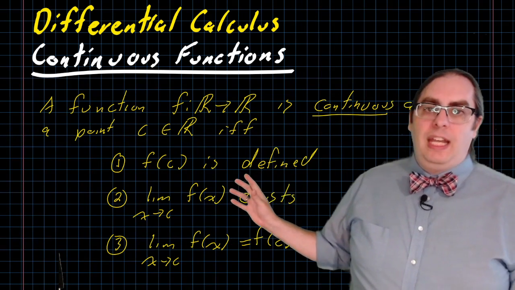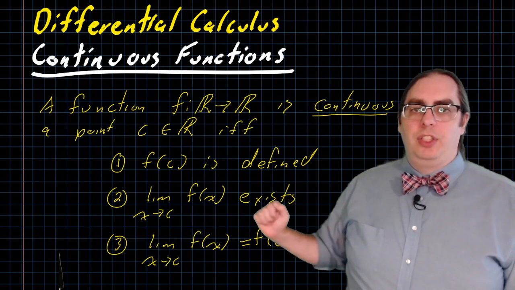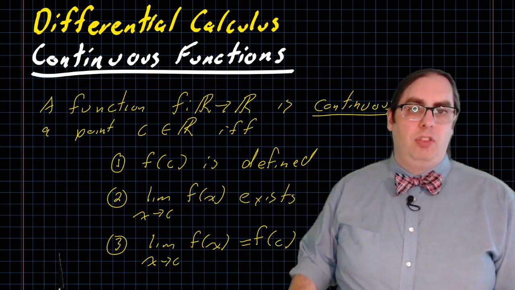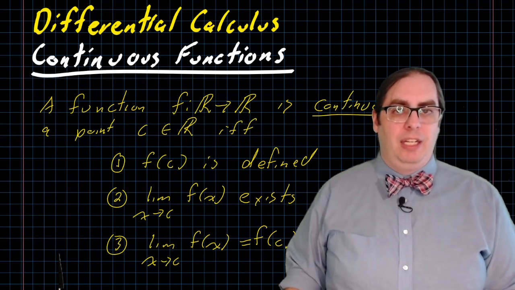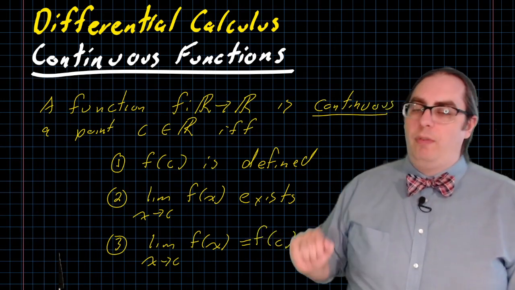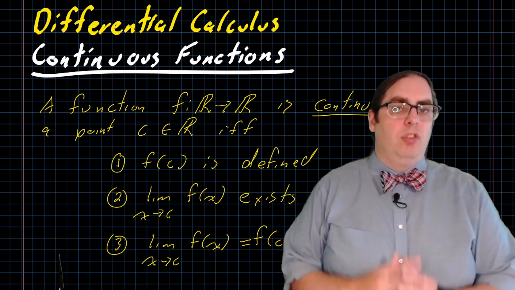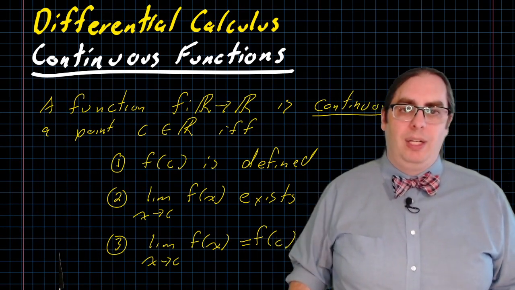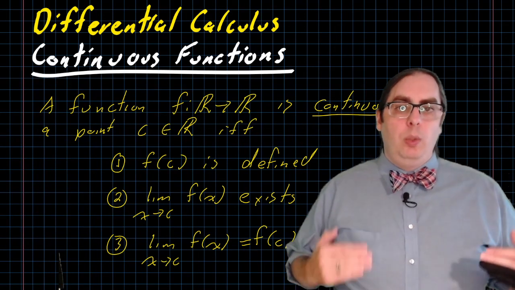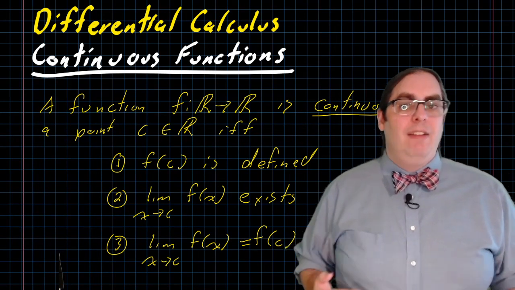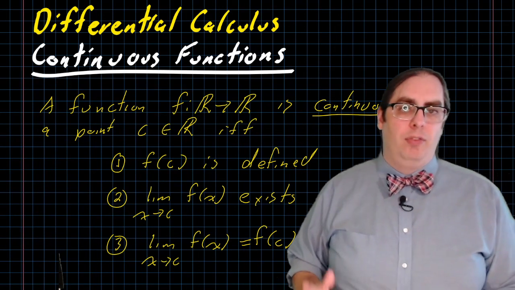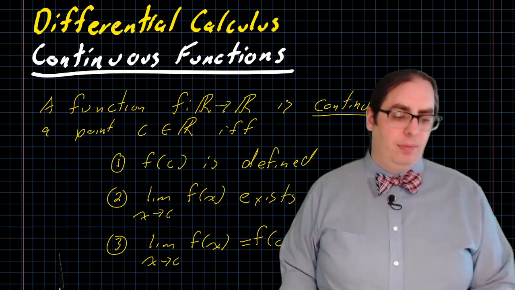If we are looking at the function and we try to evaluate the function and we can't do it, immediately the function is not continuous. We don't have to think about anything else. If we're trying to evaluate the limit and the limit does not exist, immediately the function is not continuous. We don't have to do anything else. Only when those two things give us values do we go to that last step and compare those values to see what happens.